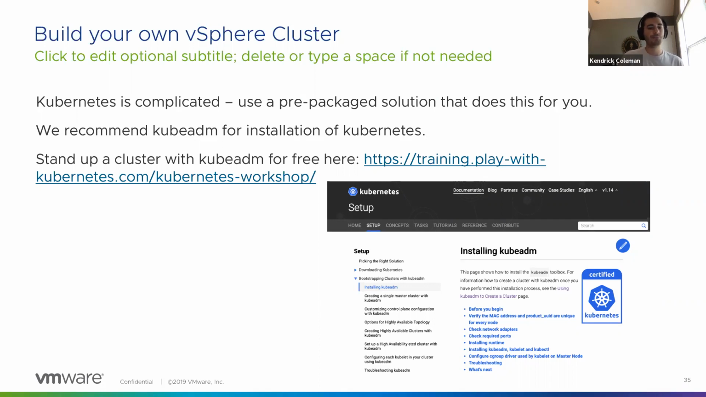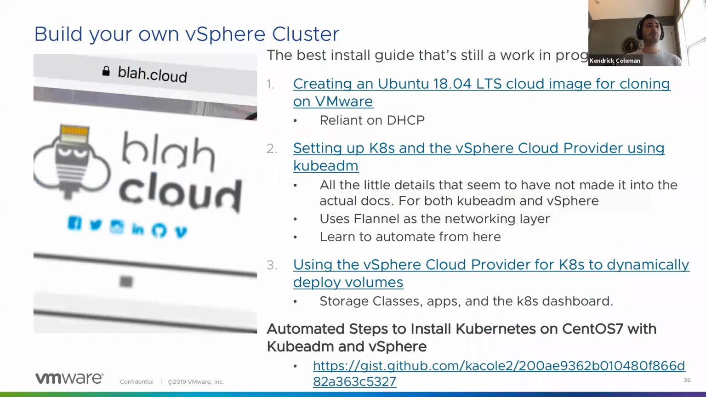In addition, if you want to try to build your own cluster, there's a great how-to from Miles Gray's blog. It's a 3-step blog. So first is creating a cloud image for cloning on VMware. This is just your golden image. As I mentioned before, it uses the cloud image, so it's reliant on DHCP. So if you can use that environment, great, go on and use it.